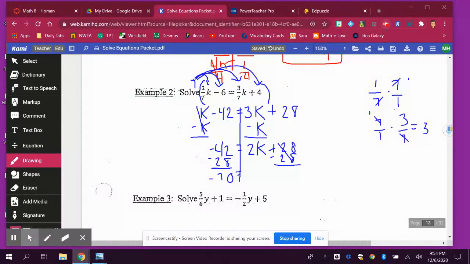Negative 70 equals 2k. I'm going to divide by 2. And k is going to equal negative 70 divided by 2, which is negative 35.